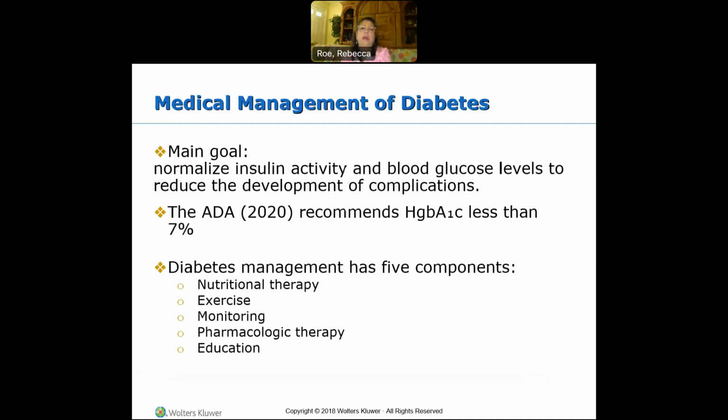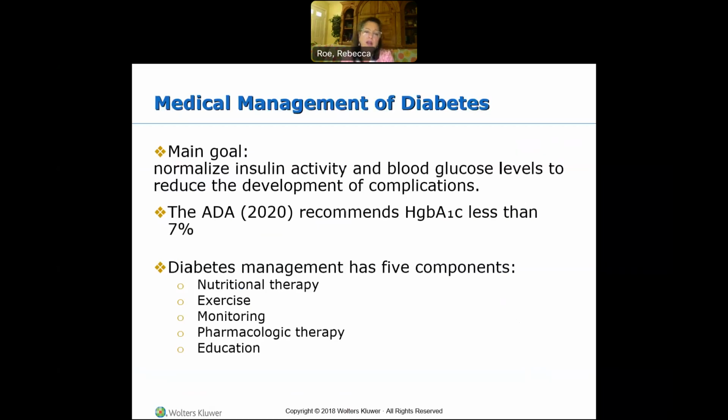So let's look at the medical management of diabetes. The main goal is to normalize insulin activity and blood glucose levels to reduce development of complications. And the biggest thing you do not want is to have someone go into either DKA or some other major episode related to hyperglycemia.